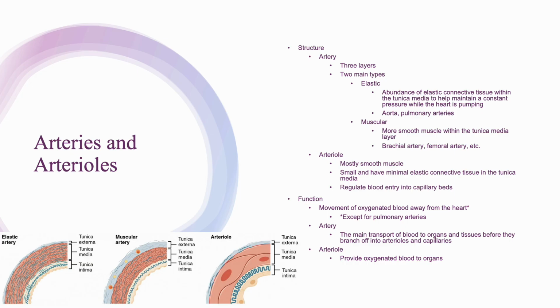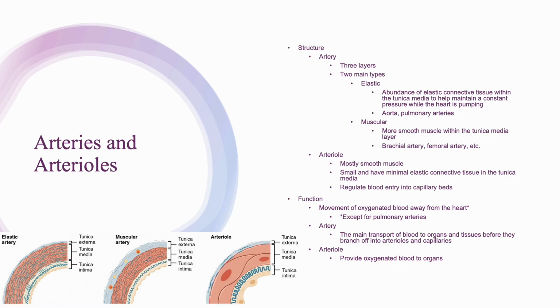Arteries have thick walls and a relatively small lumen compared to veins because they must withstand high blood pressure generated by the heart. There are two major types of arteries, elastic and muscular. Elastic arteries, such as the aorta and pulmonary arteries, are located closest to the heart. They contain abundant elastic tissue within the tunica media, allowing them to stretch and recoil as blood leaves the heart, to help maintain consistent blood pressure.